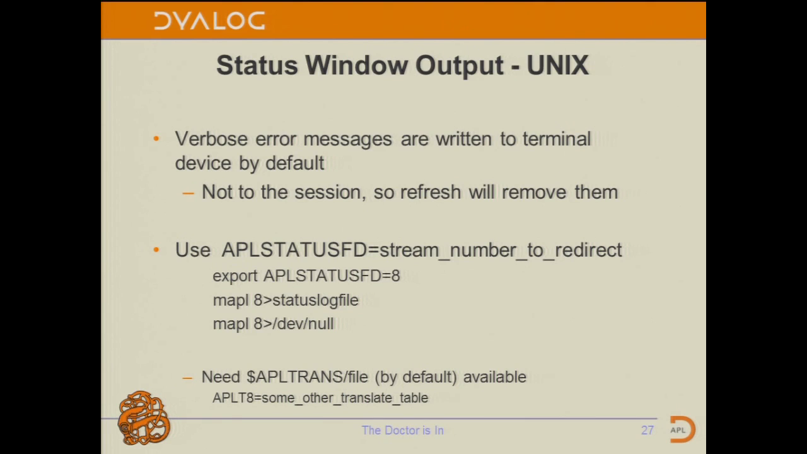Status window outputs on Unix: by default, all the verbose error messages appear in the same place as the APL session, which means your APL session ends up with rubbish written all over it. Well, it's very useful rubbish, but it's still rubbish because it gets in the way. You can redirect those messages using this method of the APL status FD.